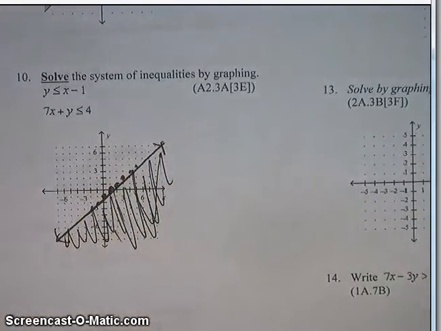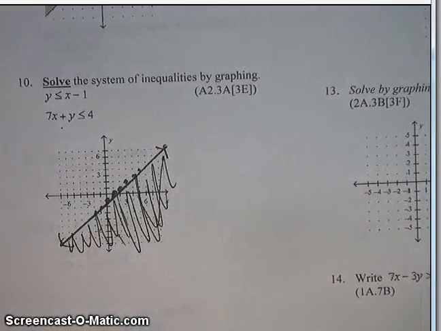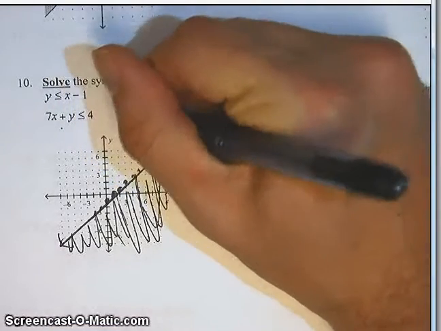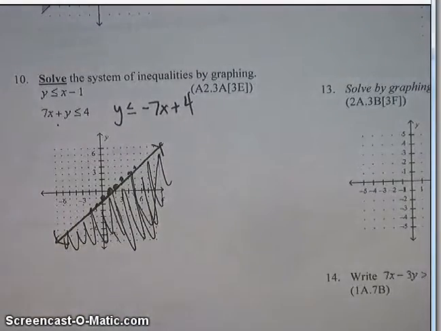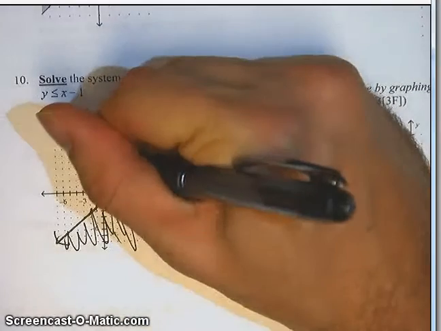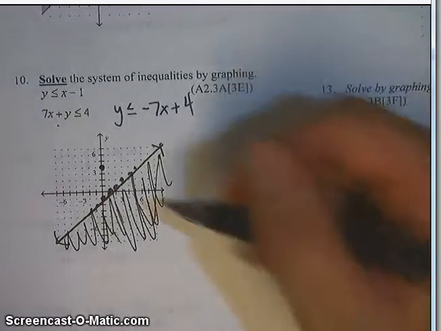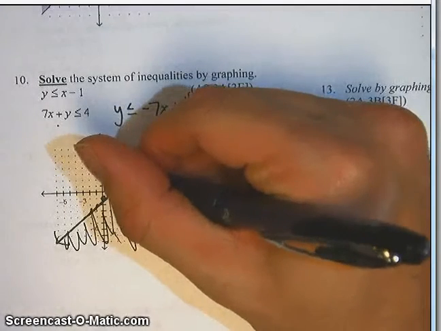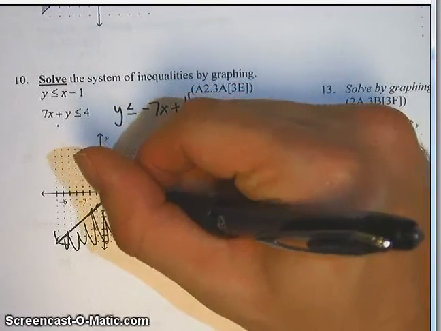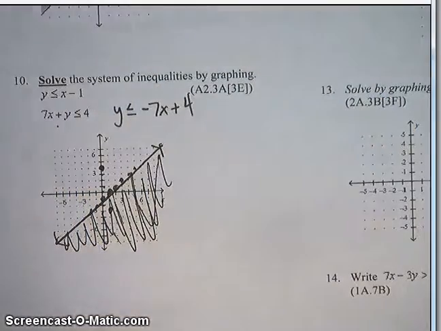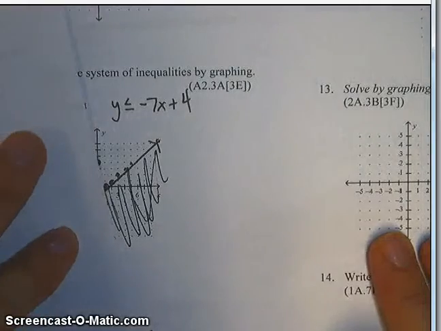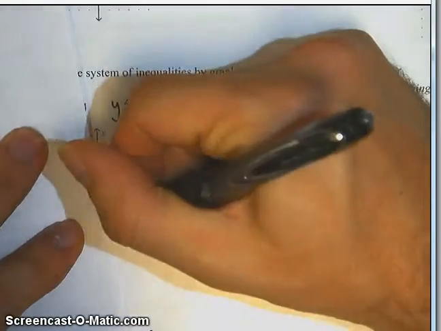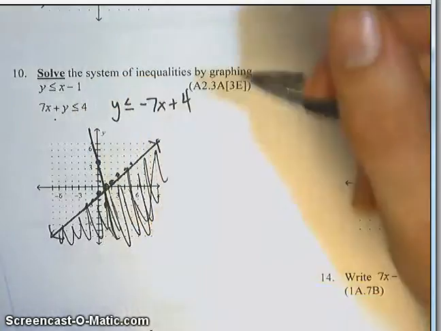Okay. And now this next one is 7x plus y is less than or equal to 4. I'm going to solve that for y so I can actually graph it. So it's going to be y is less than or equal to negative 7x plus 4. I just subtracted the 7x from both sides. So plus 4 is a y-intercept of 4, and minus 7x means I go down 7, right 1. 1, 2, 3, 4, 5, 6, 7, right 1. And that's a solid line because it's less than or equal to. And so I'll shade everything below this line.